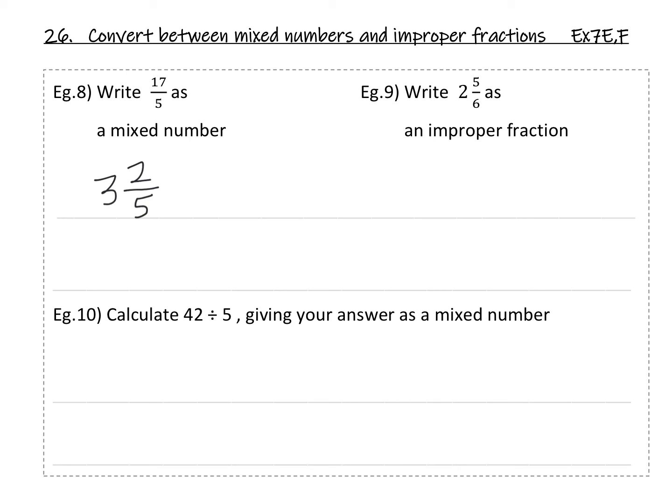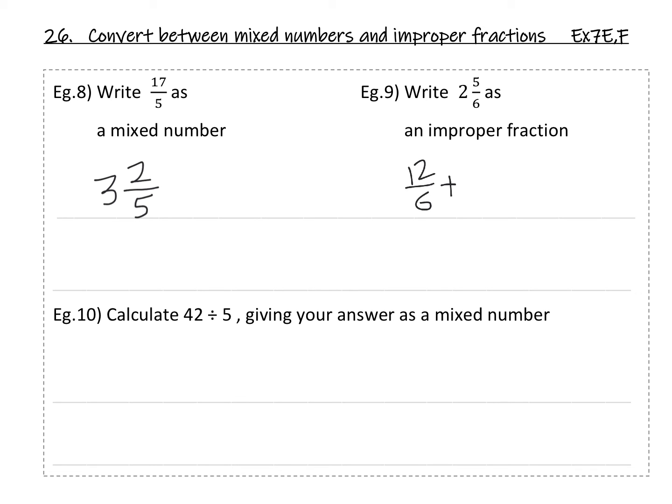In example 9, we go the opposite way. We're going to write this mixed number, 2 and 5 sixths, as an improper fraction. So the 2 there, 2 wholes, if we were to think of that as sixths, that would be 12 sixths. 2 times 6 is 12. So we'd have 12 sixths, that's your 2.